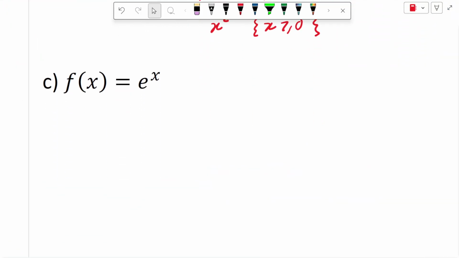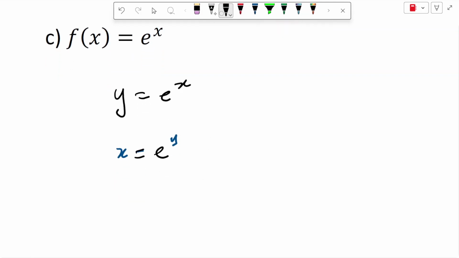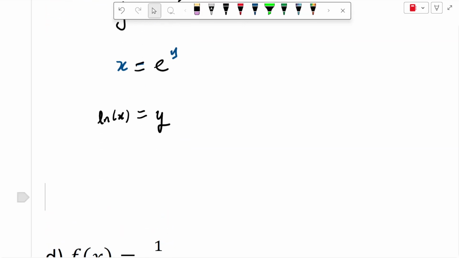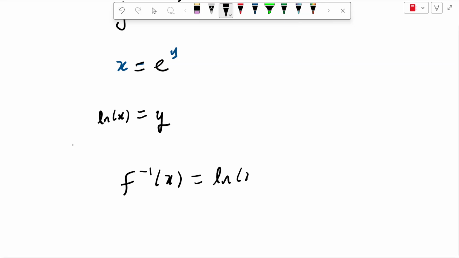Okay, e to the x. We're going to start with y equals e to the x. So we're going to swap. We're going to get x is e to the y. And we're going to rearrange for y. This is a pretty one-step process, so we get log of x is y. So if we want, we can write this as the inverse function. f inverse of x is log of x.